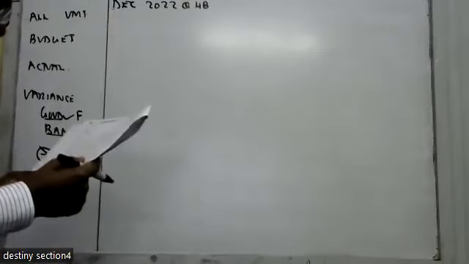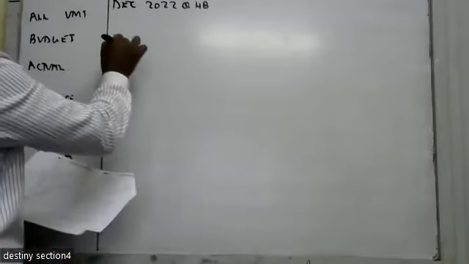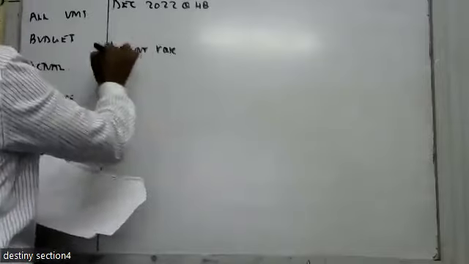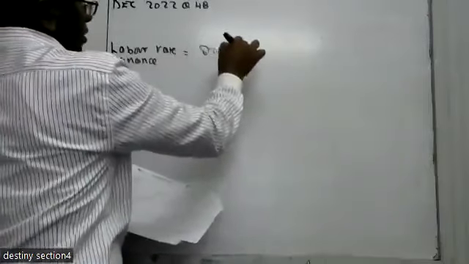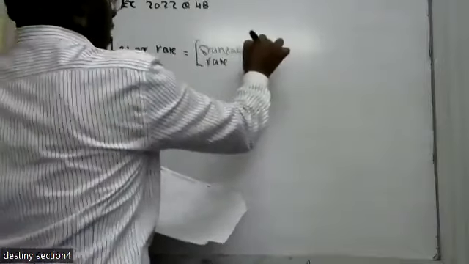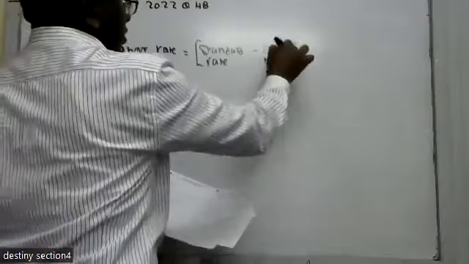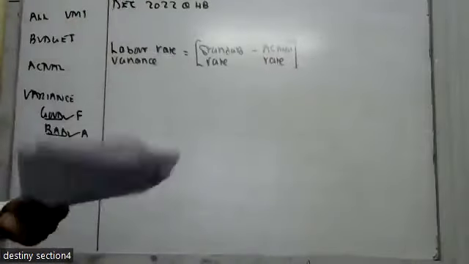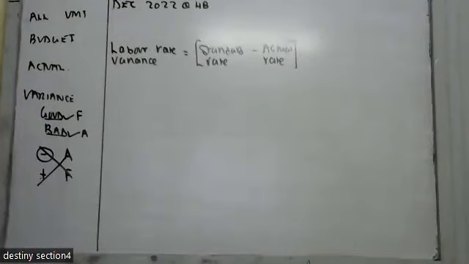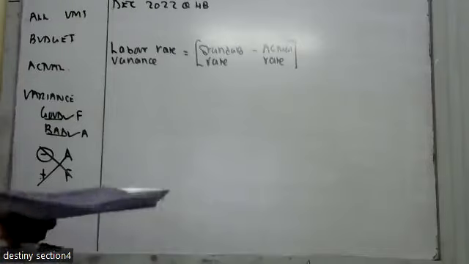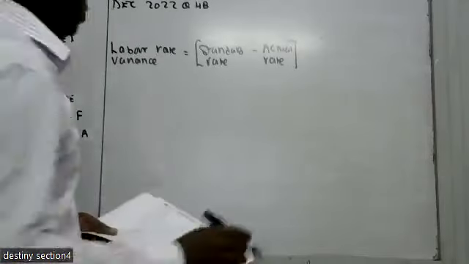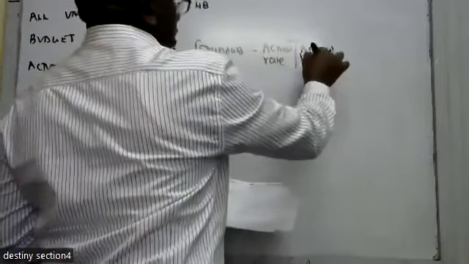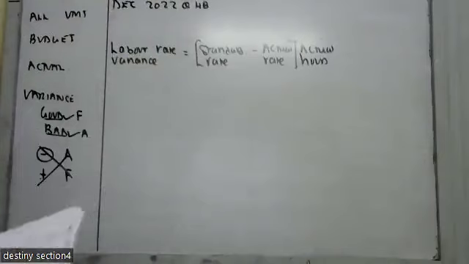Huyu mwingine anaitwa labor rate variance. So labor rate variance is usually given as standard rate minus actual rate. Okay, so you multiply by actual hours.